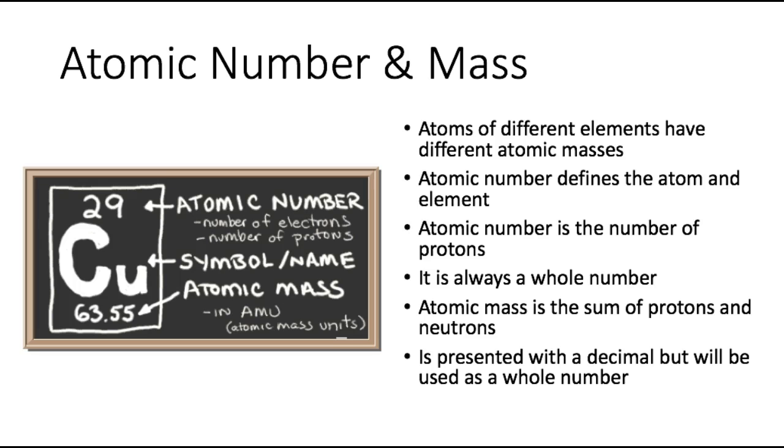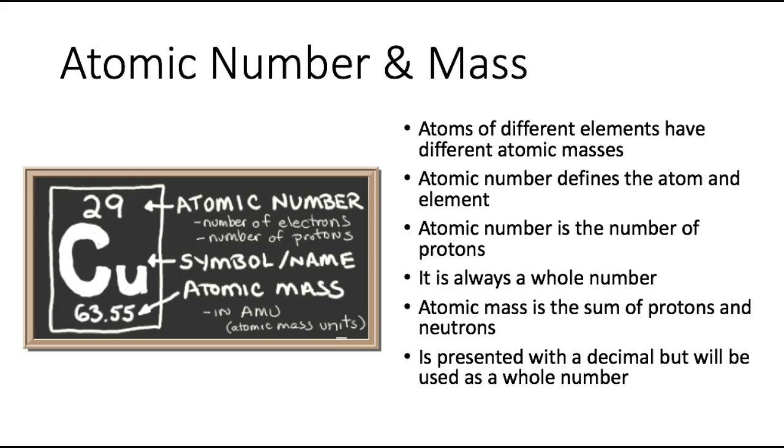So how do we figure out the number of protons, neutrons, and electrons that are present in the atom? Well, we look at the periodic table and we use the atomic number and the atomic mass that is listed on the periodic table. Atoms of different elements have different atomic masses. The atomic number defines the atom and the element.